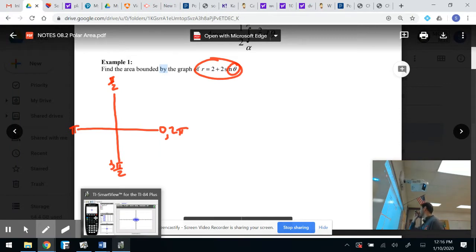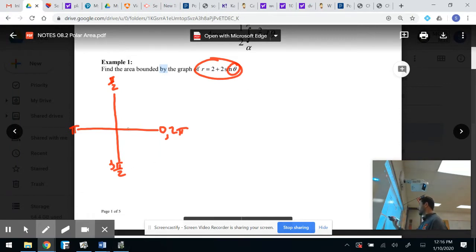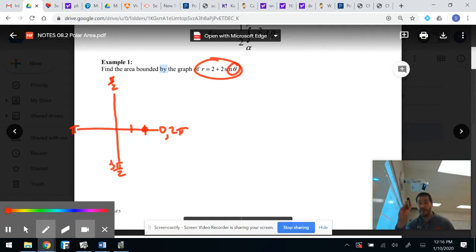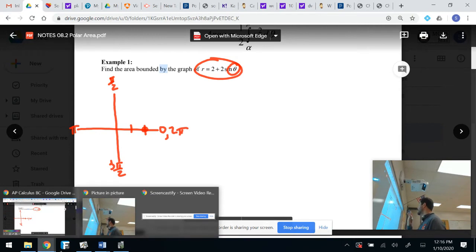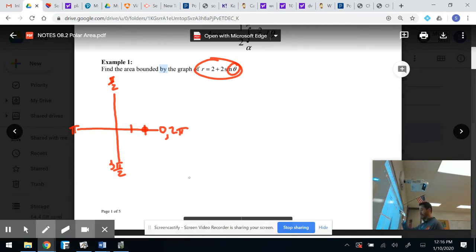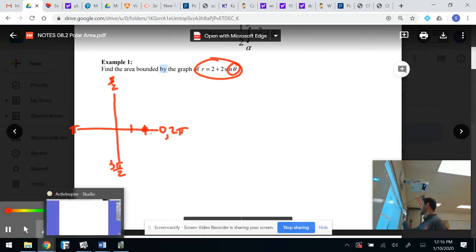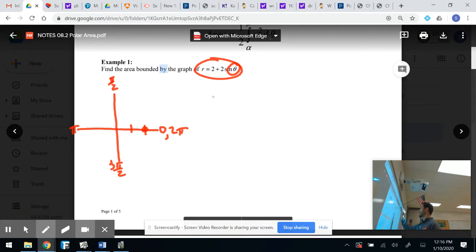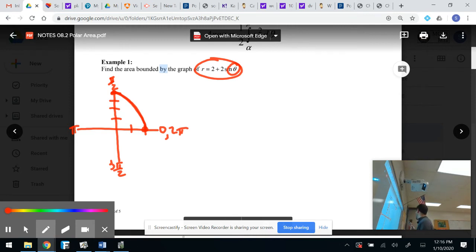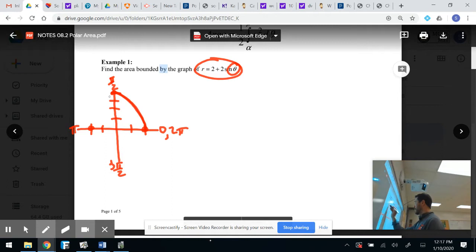If I put a 0 in there, it'd be 2 plus 0, which would be 2. And the one thing that you want to do here and you want to get good at, and it's not going to be fun here because my marker's really big, is that you have to draw these very accurately, okay? So I get that. Now if I plug a pi over 2 in there, I'm going to get 2 plus 2, which is 4. 1, 2, 3, 4. There. So hopefully we know it is a heart. It's a cardioid. So it's going to look like that. Plug in a pi. If I plug in a pi, I get 0, which means I still get a 2. Right? That's a cardioid for sure.